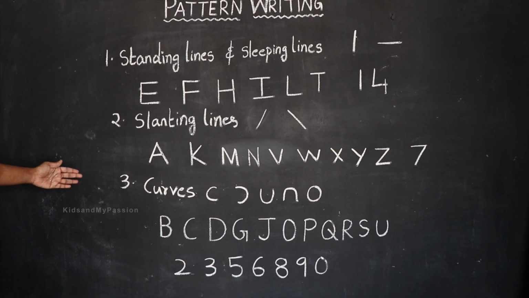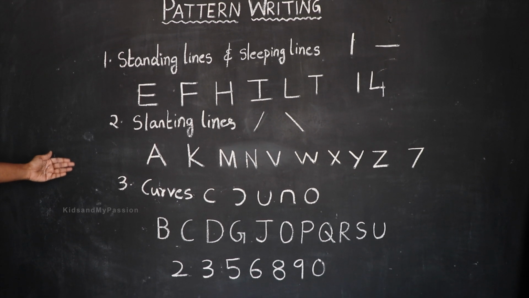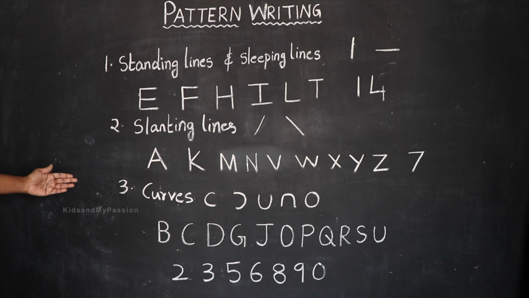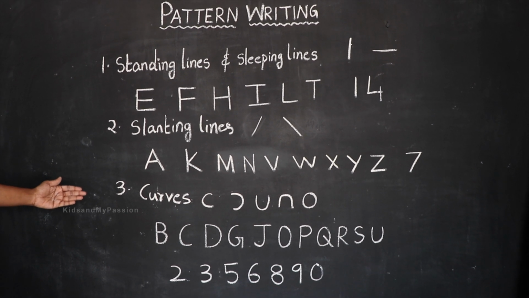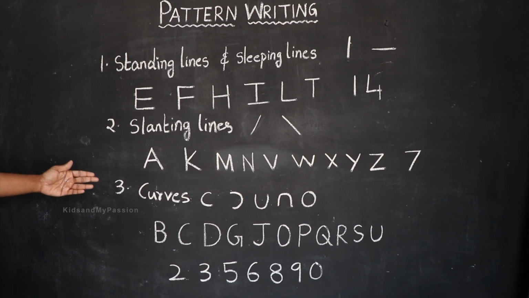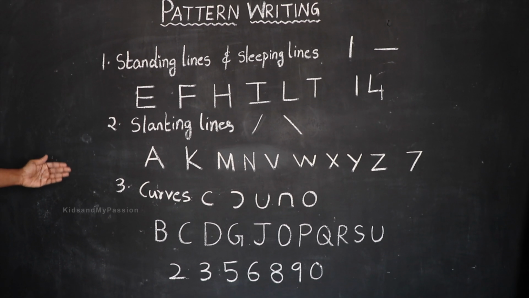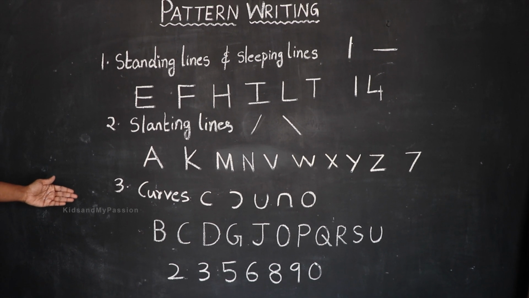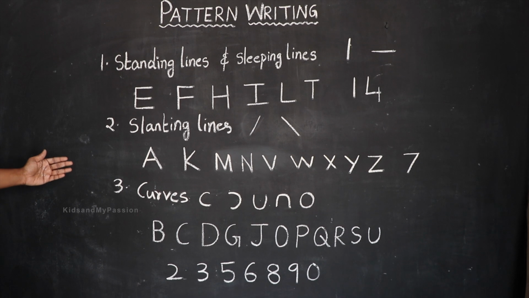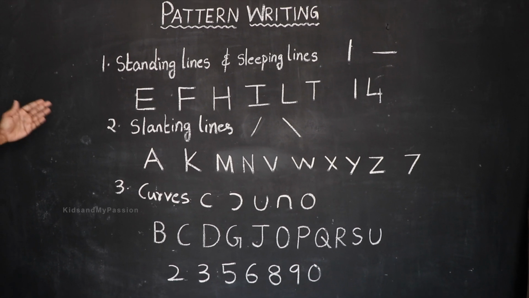Curves. We have right curve, left curve, up curve, down curve, circle. And the alphabets are B, C, D, G, J, O, P, Q, R, S, U. And the numbers are 2, 3, 5, 6, 8, 9, 0. So these are the pattern writing for the alphabets and numbers.